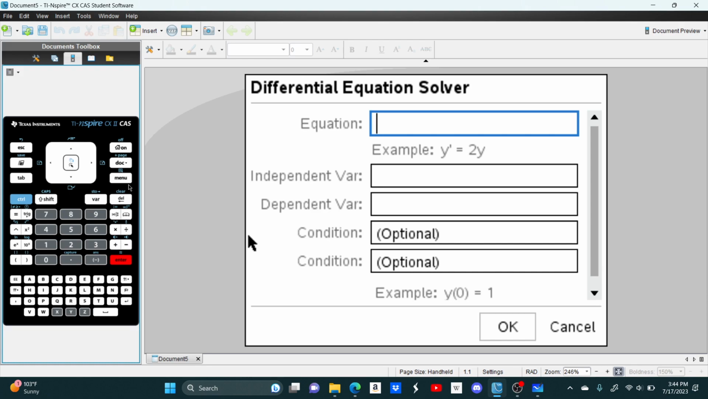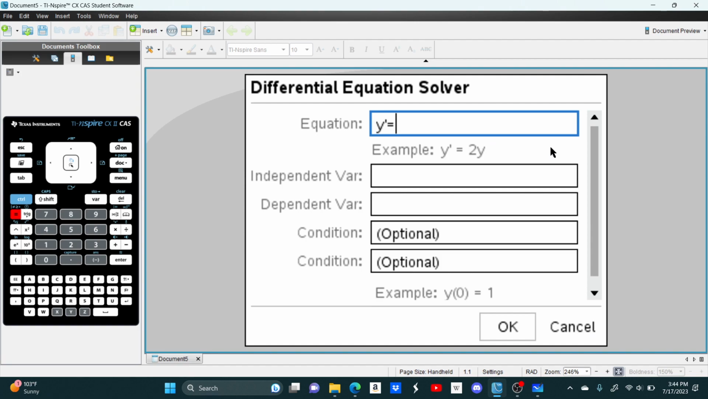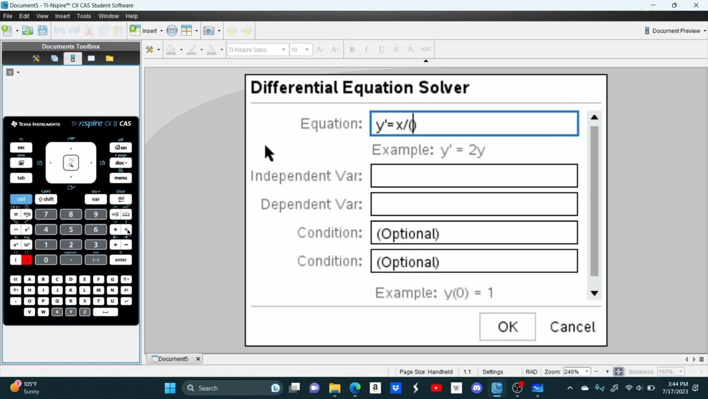So our equation that we're given is y prime, and by the way, to get the prime, you go to this little thing right by the G, and it's this symbol right here. This is equal to x divided by 2y. My independent variable is x, my dependent variable is y, and I know that y of 4 is equal to 3.